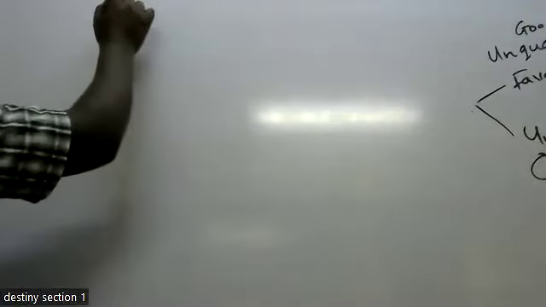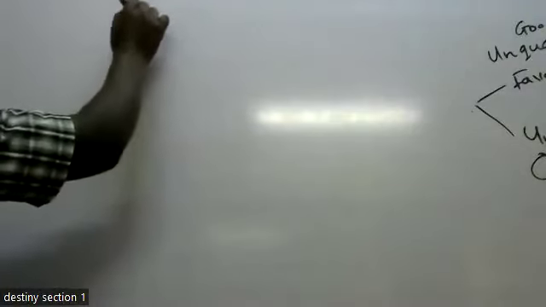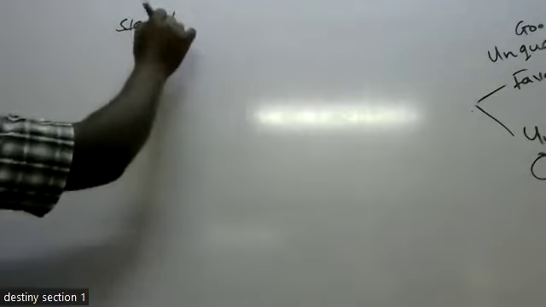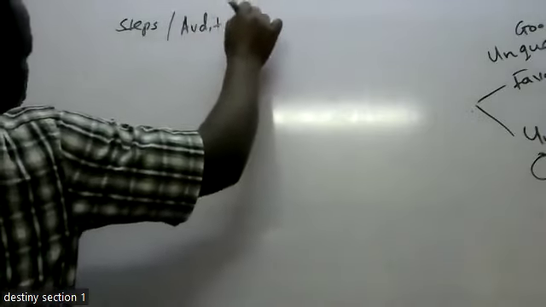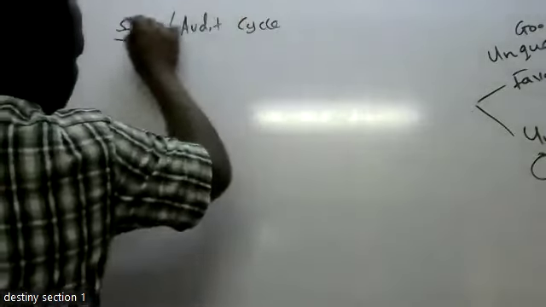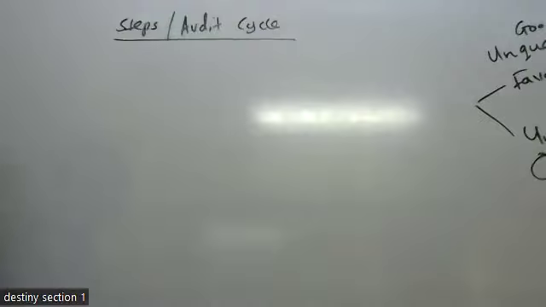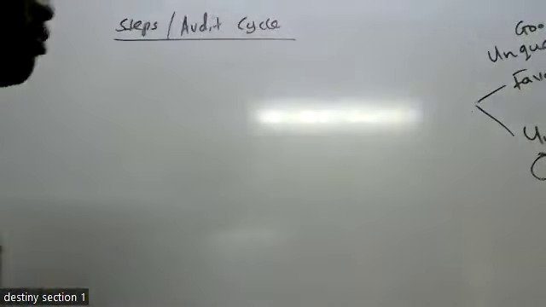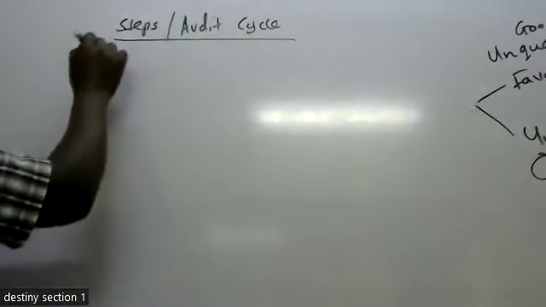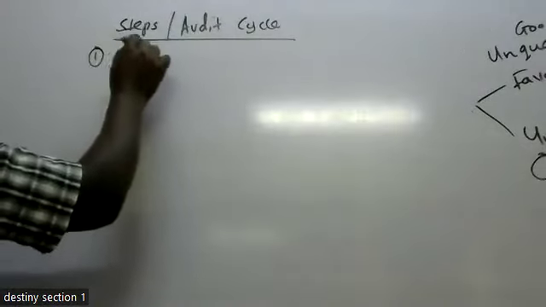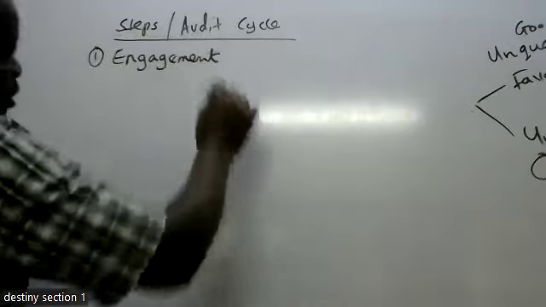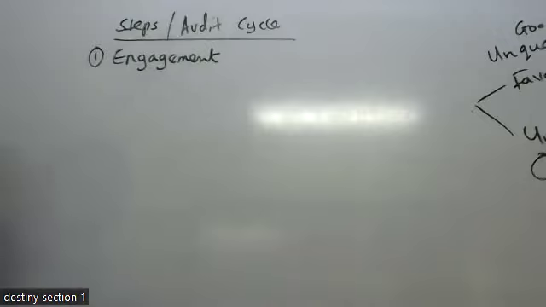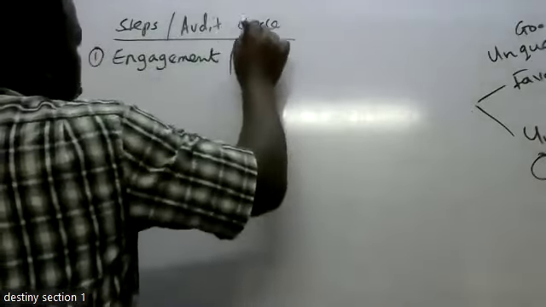So what are the steps of an audit, or what you call the audit cycle? Every audit work begins from stage number one, which is engagement. Stage number one is what you call the engagement stage. This engagement stage is also known as the client acceptance procedures.